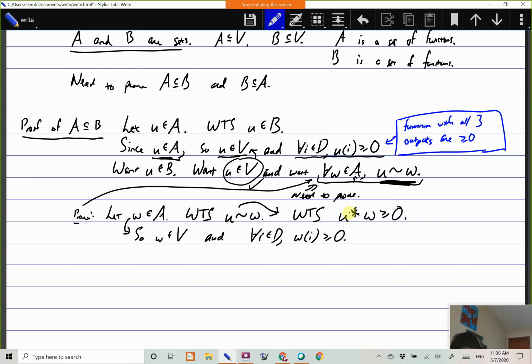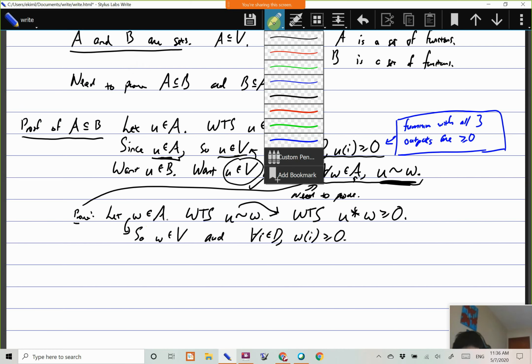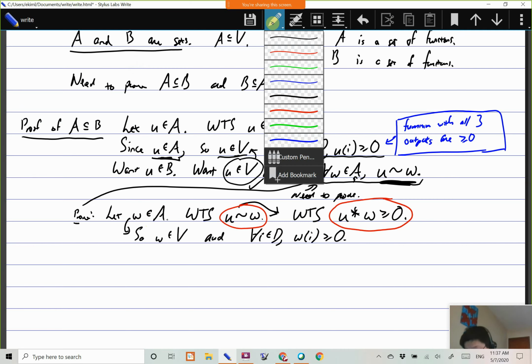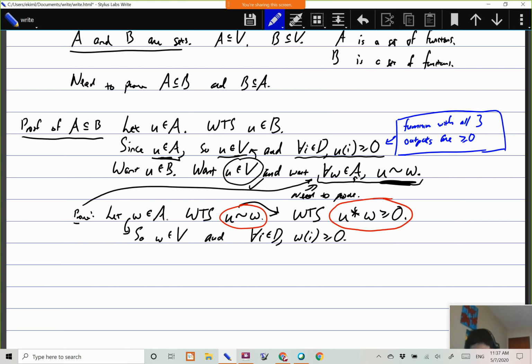Now, it's written in a couple different ways. We want to show this, but we've written it this way so that we peel apart this language of tilde. Tilde was this extra layer of definition, and we peel apart that layer. We want then U star W to be greater than or equal to 0. So let's work with the left side of that. So U star W.